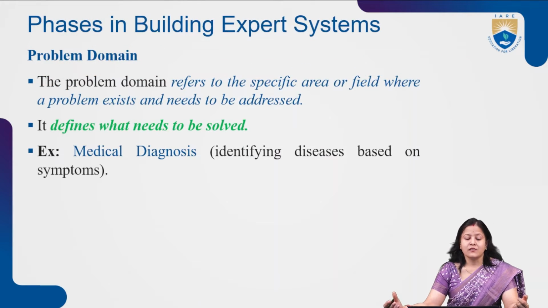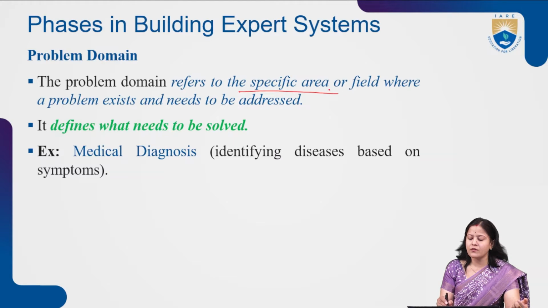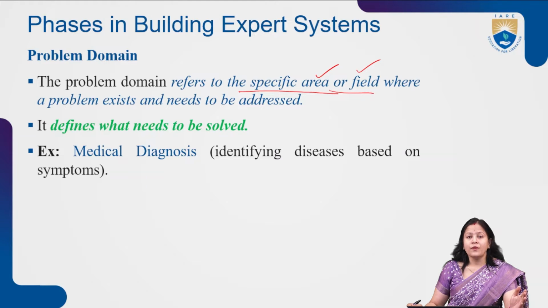Now let me first discuss the meaning of problem domain versus knowledge domain. We already know that a domain means a particular area. The problem domain refers to the specific area or field where a problem exists and needs to be addressed. That area may be the agricultural field, the medical field, or the educational field, where the problem exists and needs to be solved. That is called the problem domain.